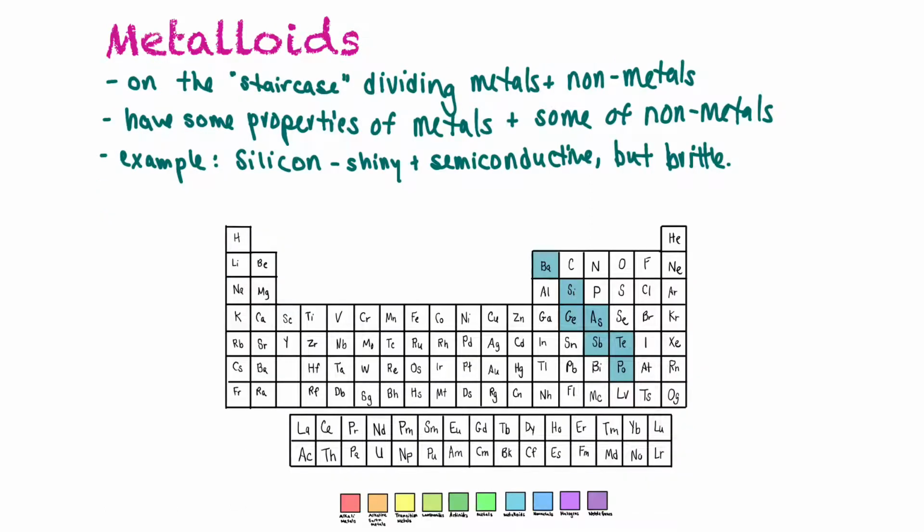Now, metalloids can't really make up their mind. So they're found on what we sometimes say is the staircase between metals and nonmetals. There's almost like a little staircase, jaggedy line here that divides the metals from the nonmetals. And metalloids, like I said, can't make up their mind. So they have some properties of metals and some properties of nonmetals. So we take silicon as an example. That's this guy right here, Si. It's shiny and it's semiconductive and it's silvery, but it's brittle. So it breaks if you try to hammer it out into a sheet.